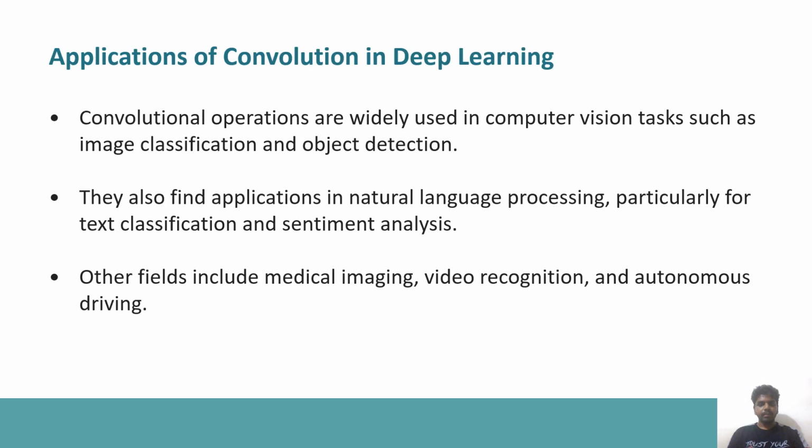Applications of convolution in deep learning. Convolution operations are widely used in computer vision tasks such as image classification and object detection. They also find application in natural language processing, particularly for text classification and analysis. Other fields include medical imaging, video recognition, and autonomous driving.